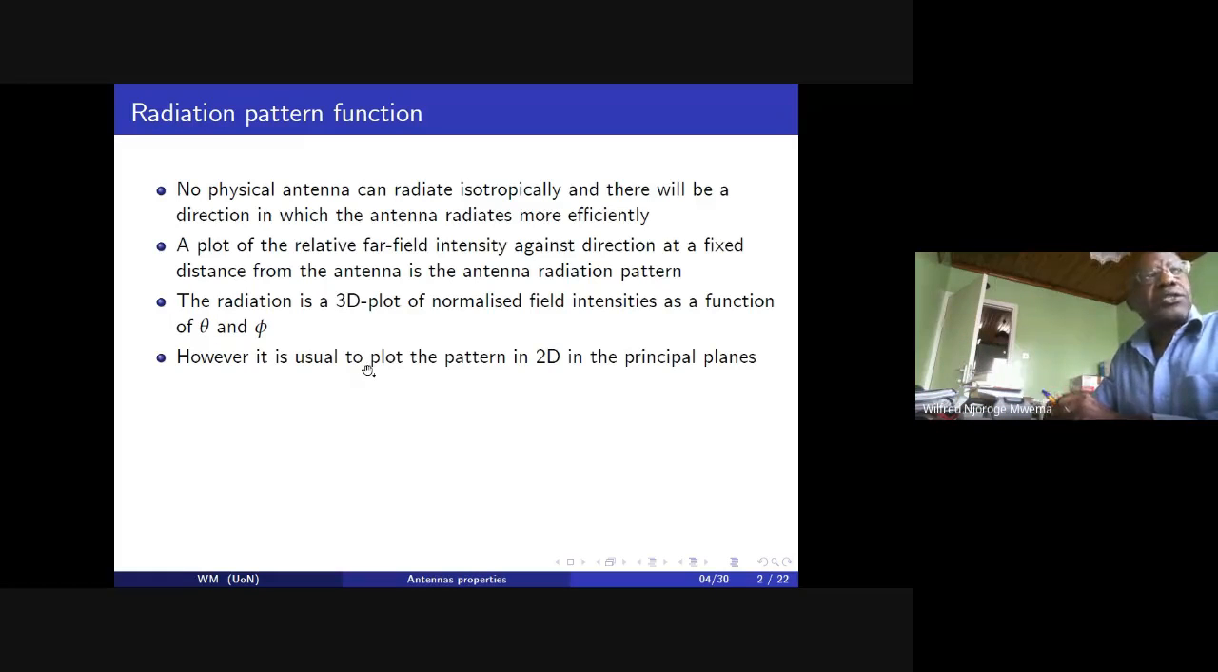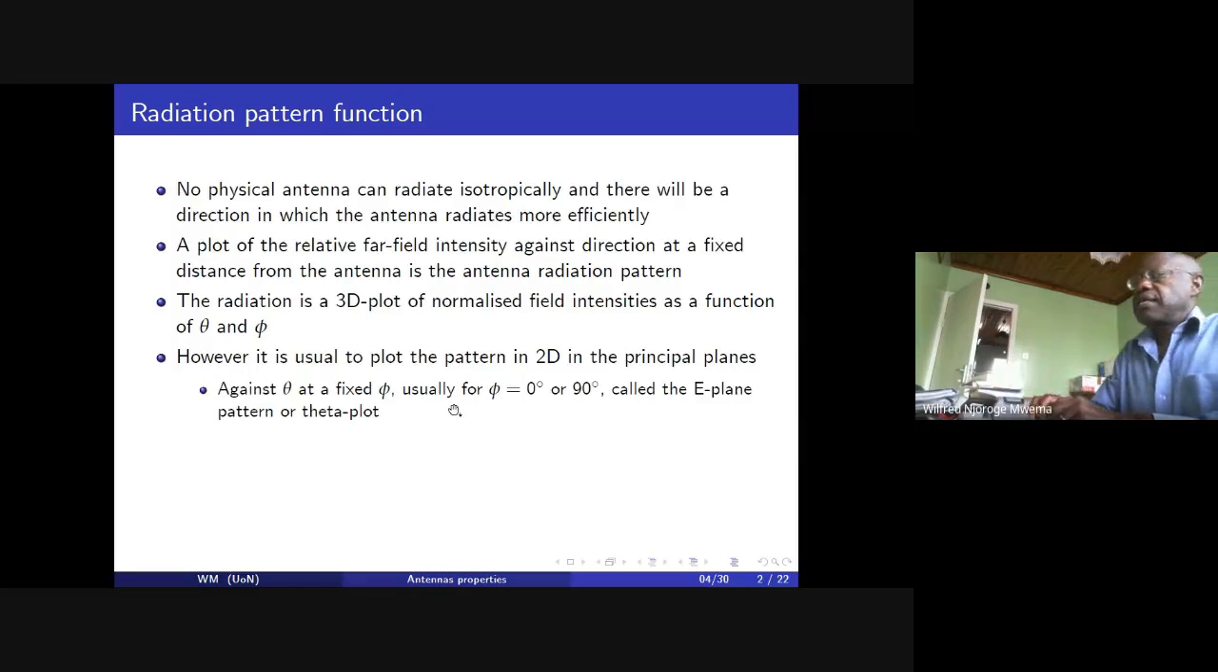However, it is usual to plot the pattern in a 2D plot, that is, in a two-dimensional graph, in two of the principal planes. That is, we'll plot the fields against the elevation angle theta at a fixed angle phi, usually taken as phi equal to 0 degrees, that is the xz plane, or we will take it as 90 degrees. And this is usually called the E-plane pattern, or what will be referred to as the theta plot.